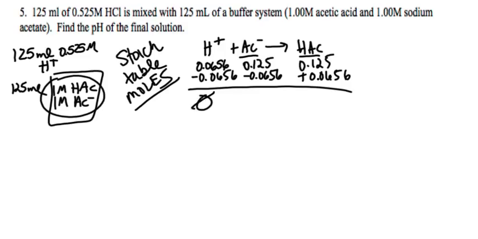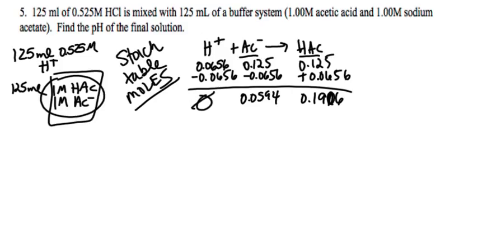How much AC minus do I have? 0.0594. How much HAC do I have? 0.1906. I just want to keep the addition straight so I can see that it's still adding up. All right, so that's how many moles we have. The war is done. All the aliens gone.